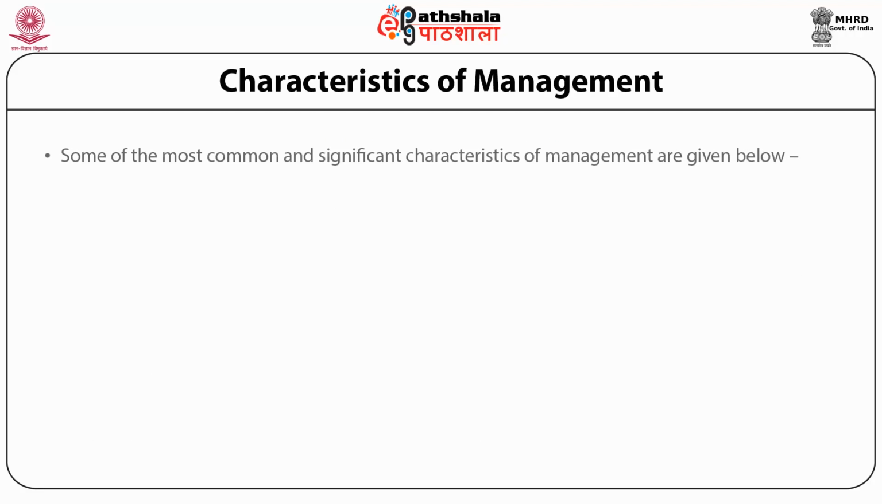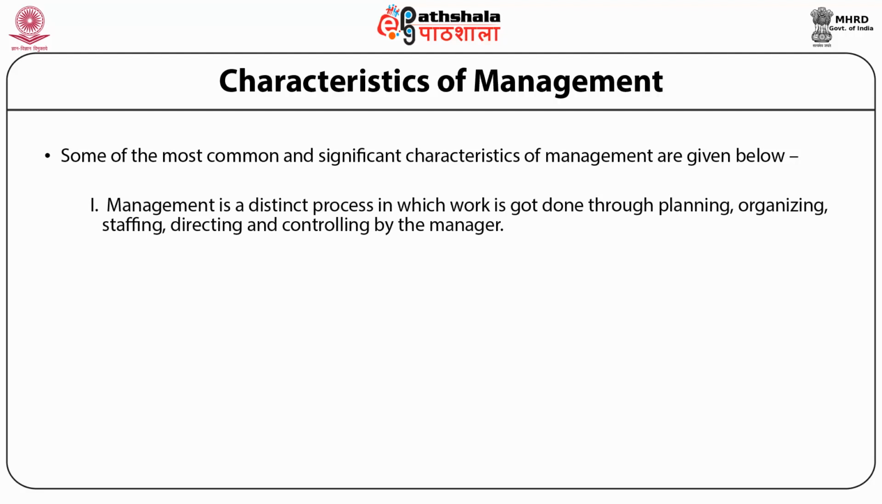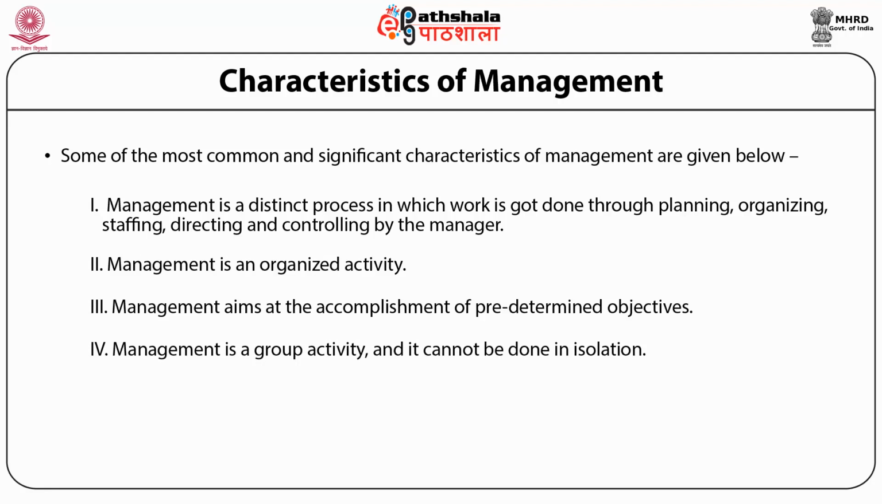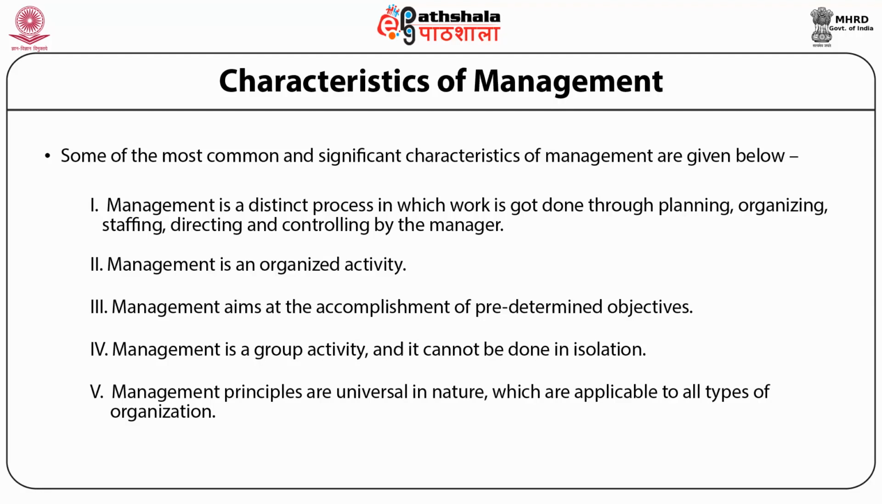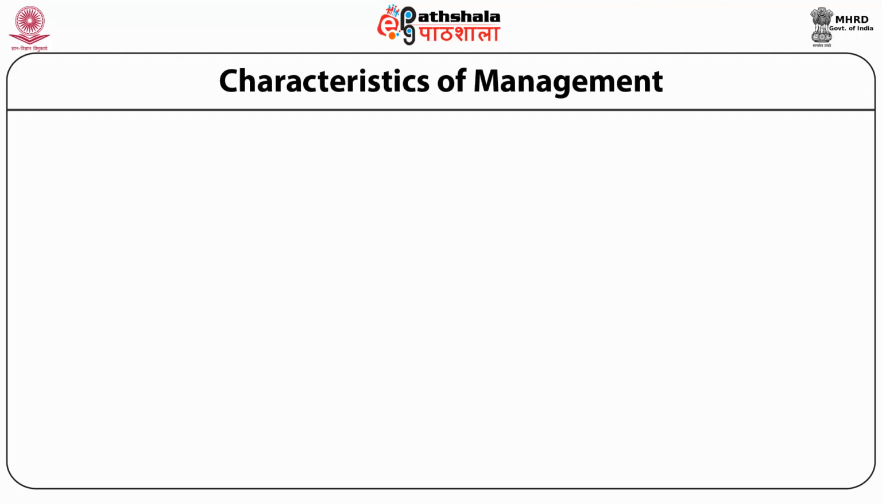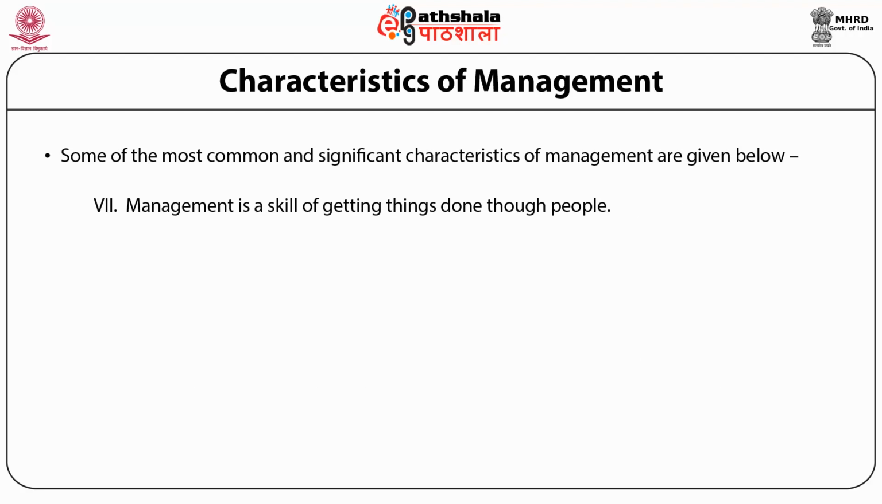Characteristics of management. Some of the most common and significant characteristics of management are as follows. 1. Management is a distinct process in which work is got done through planning, organizing, staffing, directing, and controlling by the manager. Second, management is an organized activity. Third, management aims at the accomplishment of predetermined objectives. Fourth, management is a group of activities and it cannot be done in isolation. Fifth, management principles are universal in nature, which are applicable to all types of organizations. Sixth, management integrates human and other resources, including financial resources. Seventh, management is a skill of getting things done through people.